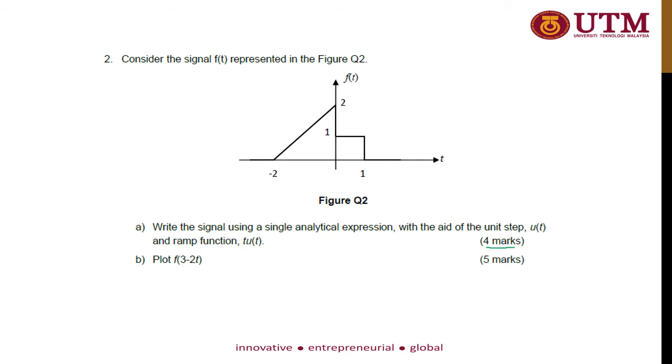Meaning that you need to show the steps. Although from the given picture you can straight away identify what the equation is, in order to get the full mark of 4, you need to write down the steps in between before you get the final equation of f(t). And next, question 2b, you need to plot the new signal based on the given equation f(3 minus 2t).